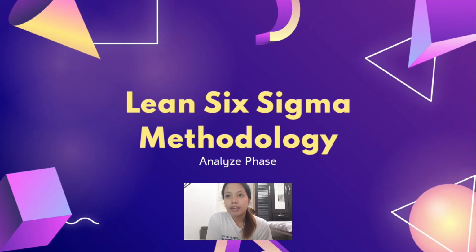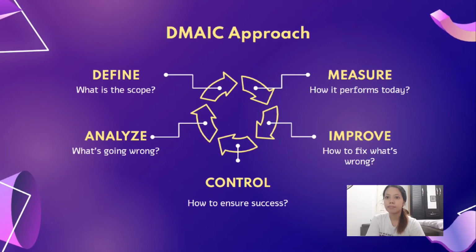Everyone, so for today's video, I will be presenting the Six Sigma method, which is based on the DMAIC approach. So what is DMAIC? DMAIC stands for Define, Measure, Analyze, Improve, and Control. It is a way of solving problems and continually improving operations based on a scientific method.